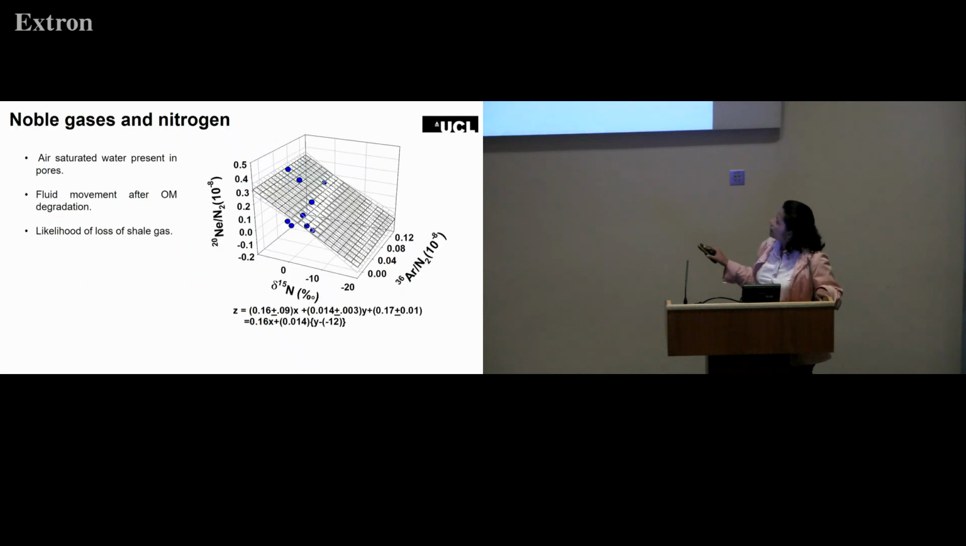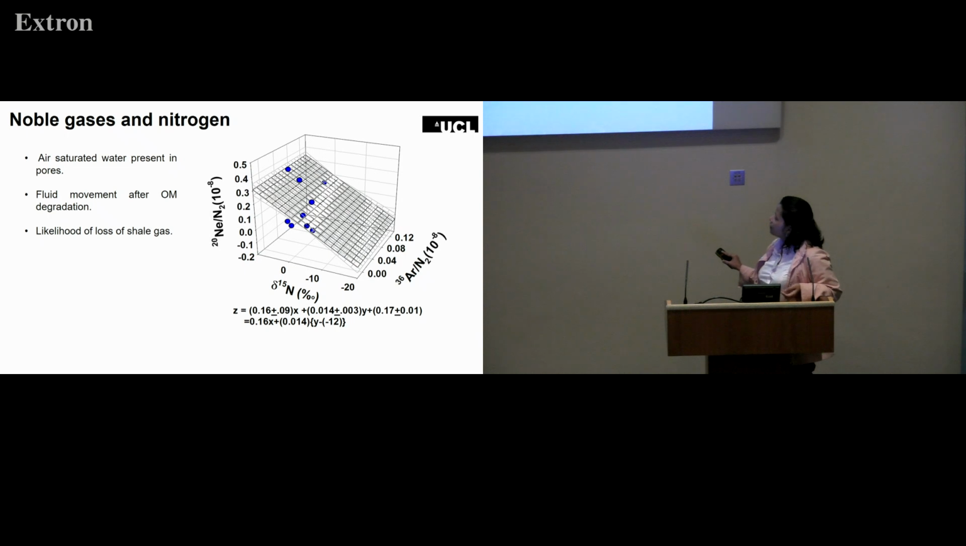So here is a 3D plot between 20 neon normalized to nitrogen and the isotopic delta 15N composition. I fitted the best-fit plane through my data, and this is the equation. Without going into the details of the equation, this is my initial 20 by 36 elemental composition, which is very close to what you would expect for air-saturated water. And this is for the nitrogen, minus 12.